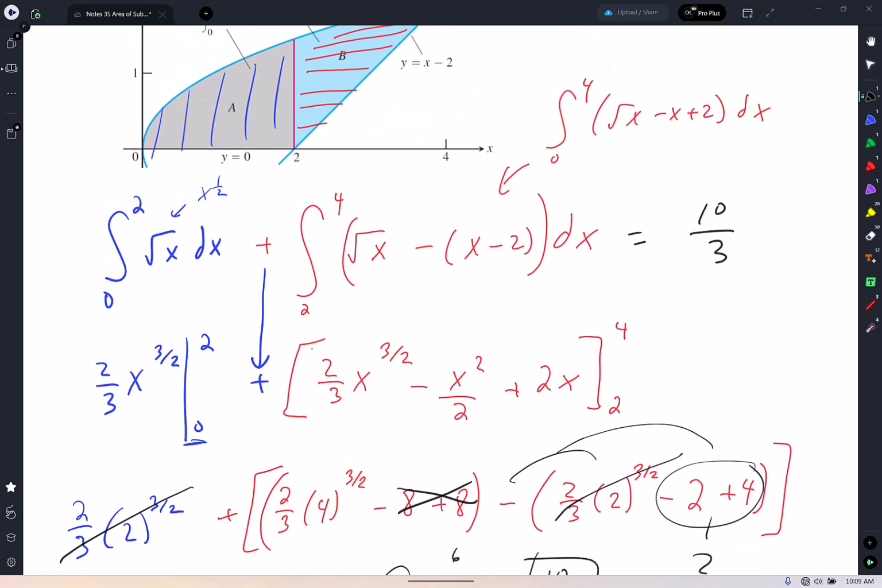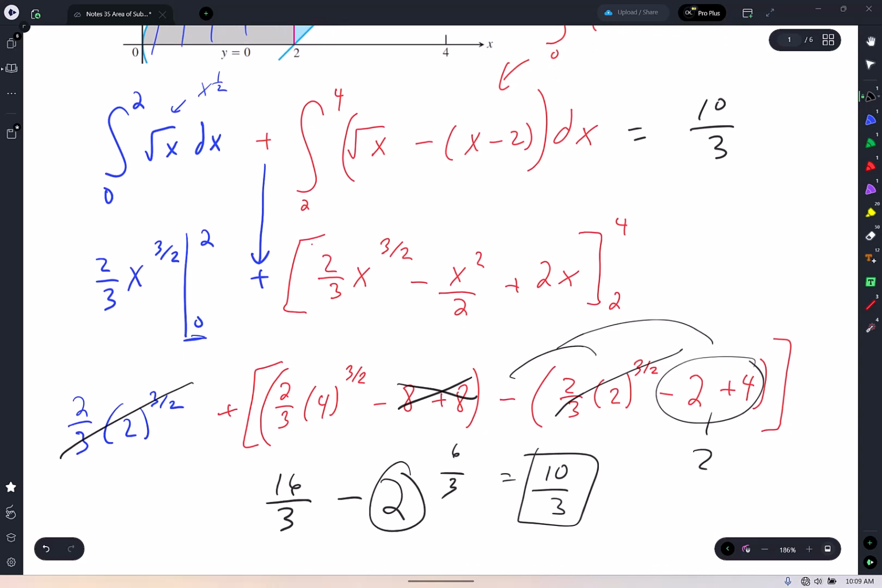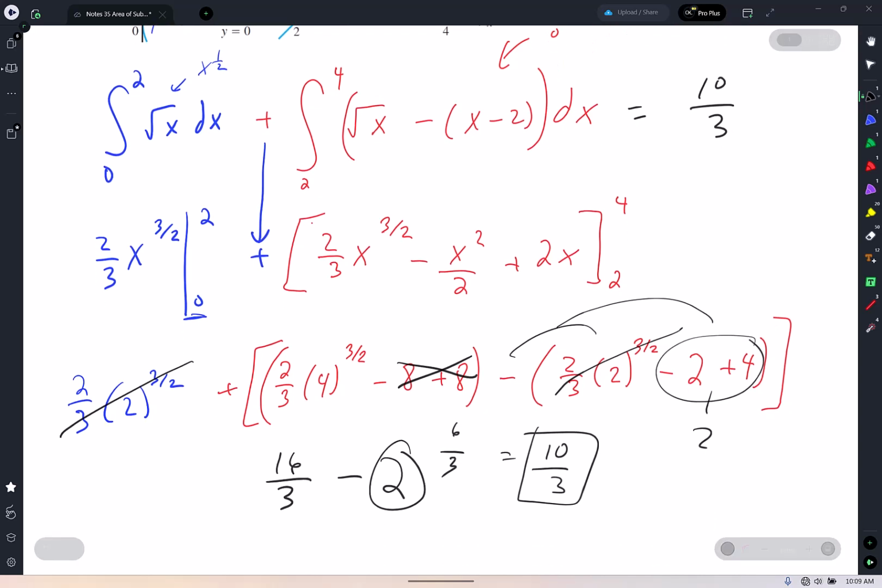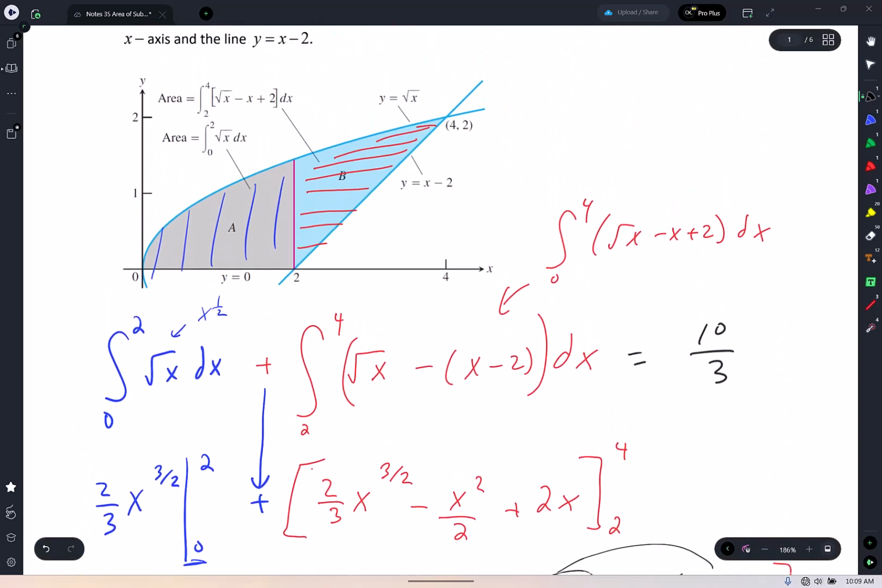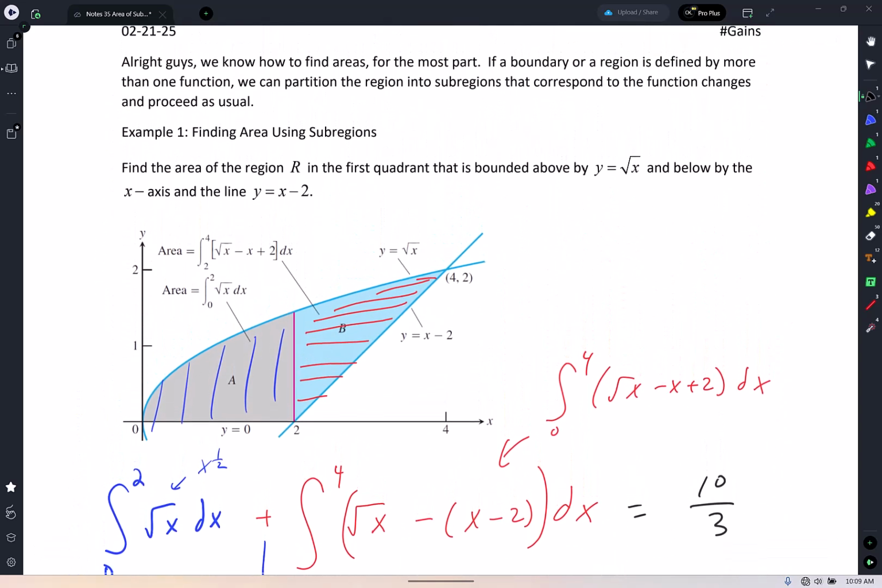10 over 3. Kind of hard, kind of tough. The arithmetic was the tough part. What do you guys think? Tell me. The calculus part was just doing the integral to find the area under that curve.